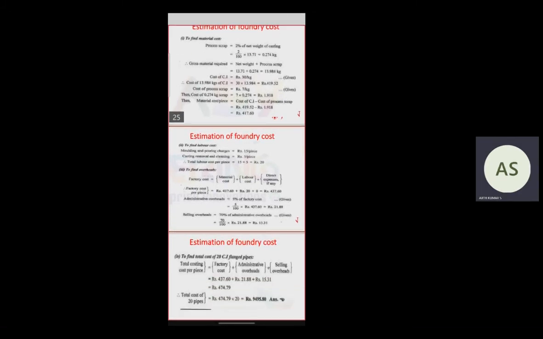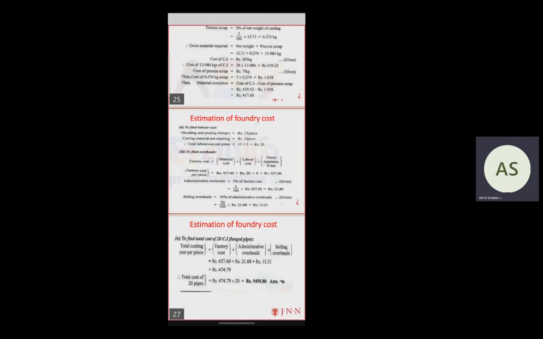Next, we want to find the total cost required for producing the 20 cast iron flanged pipes. So we want to add the total costing. First, we want to find the total cost. Total cost is equal to factory cost plus administrative overhead plus selling overhead. So factory cost is 437.60, administrative overhead is rupees 21.88, and selling overhead is rupees 15.31. So we get rupees 474.78. This is the total cost required for casting.